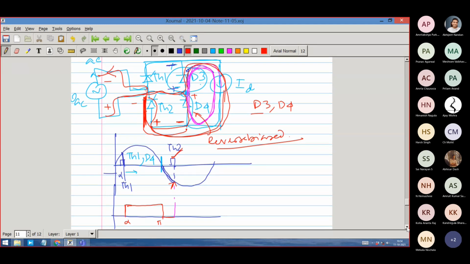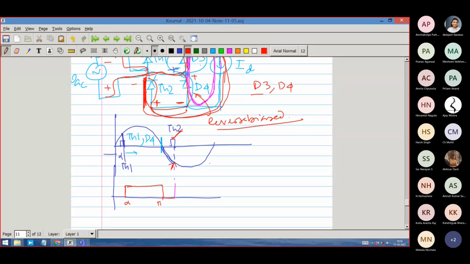Right. So what will happen? A negative current will now start flowing here. In this portion, who is conducting? TH2 and D3. In this portion, who is conducting? TH1 and D4. This is the input current, IAC. This is VAC. This is the input current.